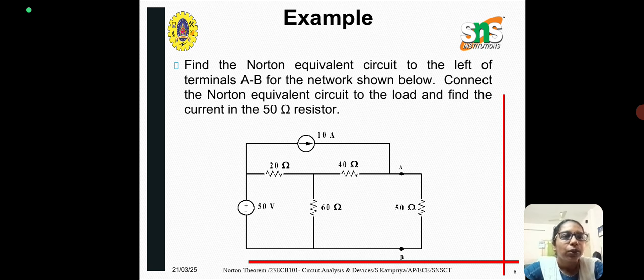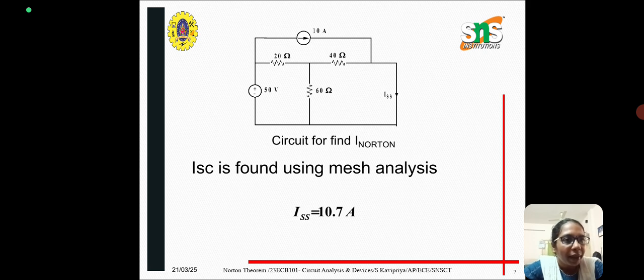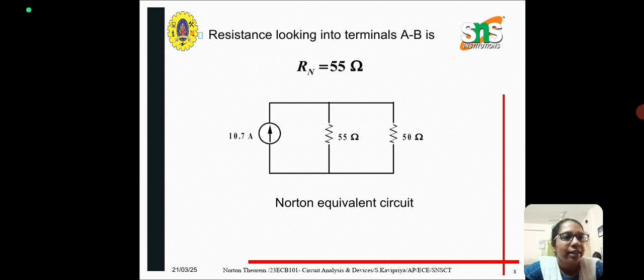Now we are going to apply the steps involved in Norton's theorem to the example shown here. First, we remove the load resistor RL, which is 50 ohms, and open circuit it. After that we connect the open circuit terminals to find IN. When we apply mesh analysis, we get the value of IN as 10.7 amperes. Next we calculate RN. For calculating RN, we remove the load resistor, open circuit the current source and short circuit the voltage source. We get the value of RN as 55 ohms.